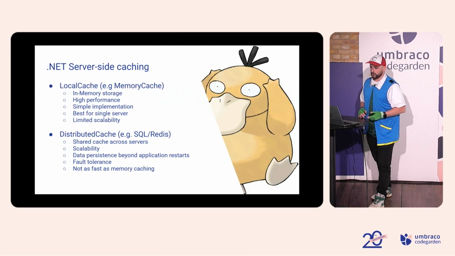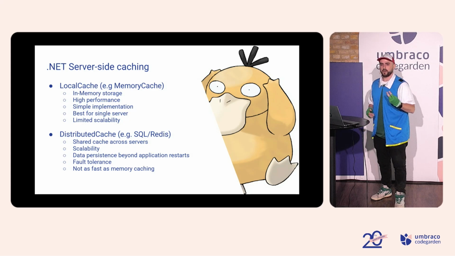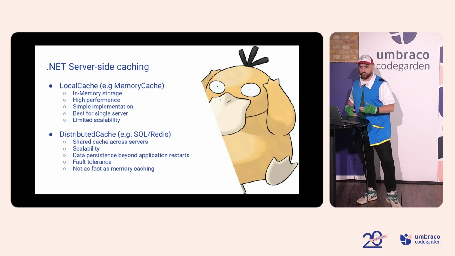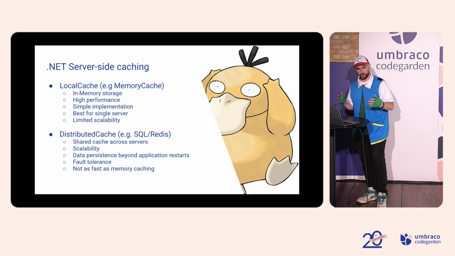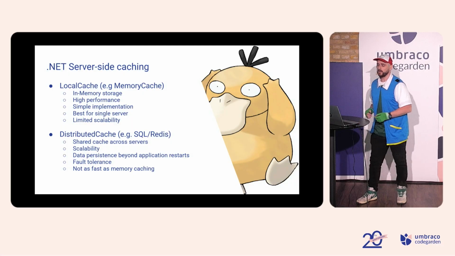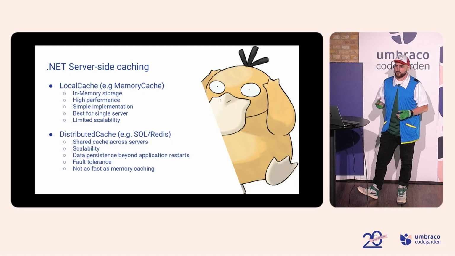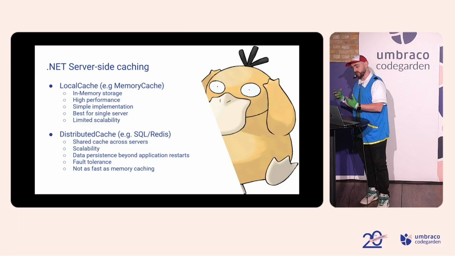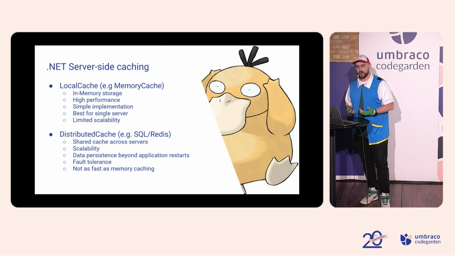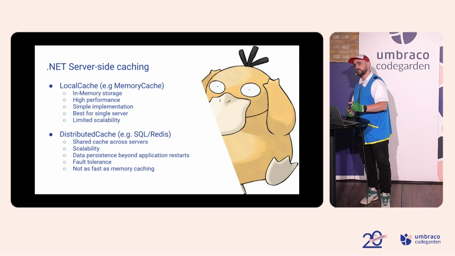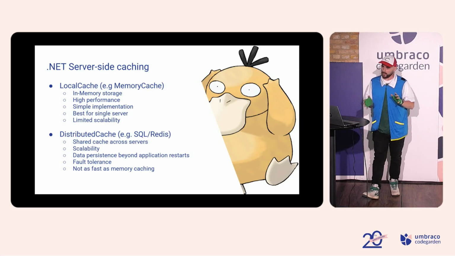So when we talk about .NET server-side caching, we typically talk about 2 things. We talk about local cache, or more frequently in the .NET world, memory cache. That's in-memory storage from the server itself, where your application lives anyway. We can store data in there and get information out of there. It's very high performant. Memory is very quick. It's quite simple to implement. It's very good for single server usage because that's where the application lives.